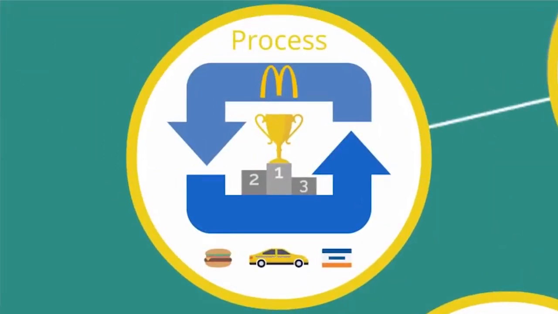The next element is process, and McDonald's are a market leader at process engineering. They make sure that they have processes for producing their product, the hamburger. They make sure that they have processes that make it easy for the customer to get access to the food in the way they want.